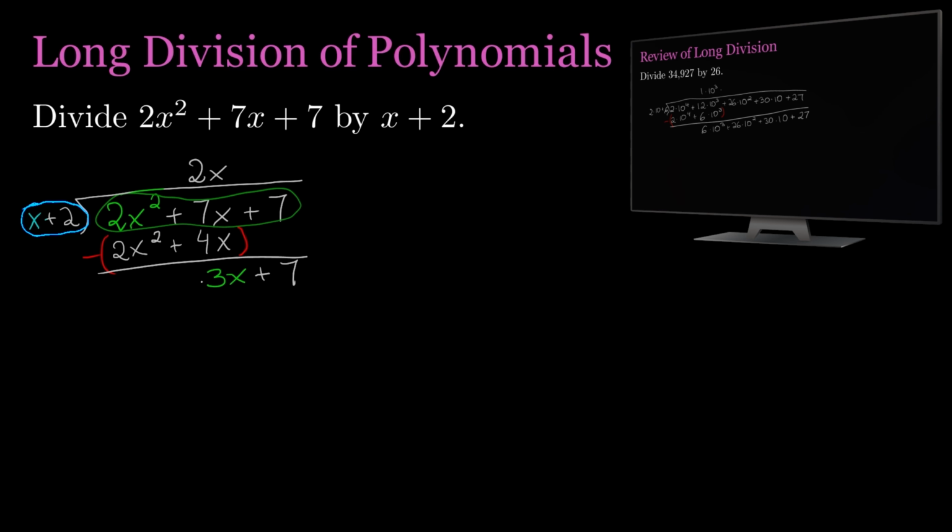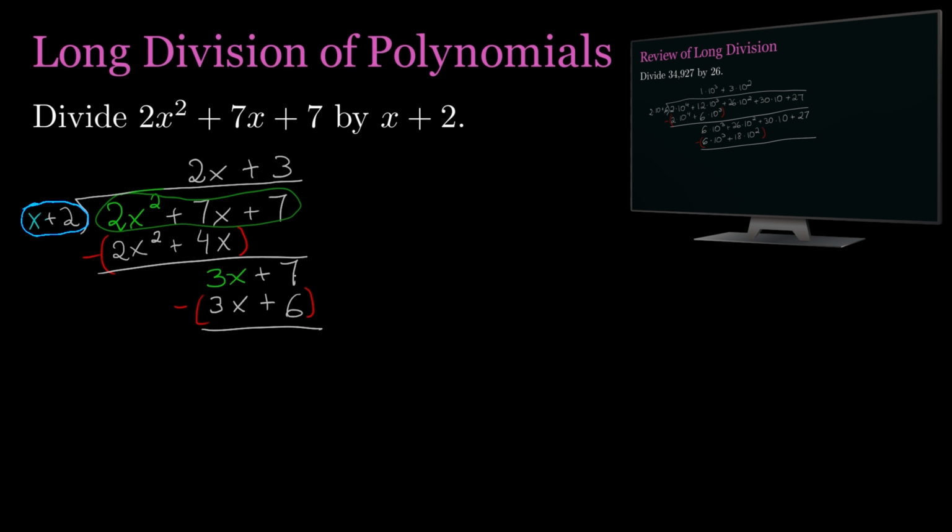Again, the first term of the dividend by the first term of the divisor. 3x over x is just 3, which is a constant term, so I write it in the column of constant terms. I multiply that 3 by x plus 2 to get 3x plus 6, write it underneath the dividend, and subtract. Again, paying attention to signs. 3x minus 3x is 0, 7 minus 6 is 1, and the degree of this as a polynomial is 0, which is already less than the degree of the divisor, and therefore this is already my remainder.